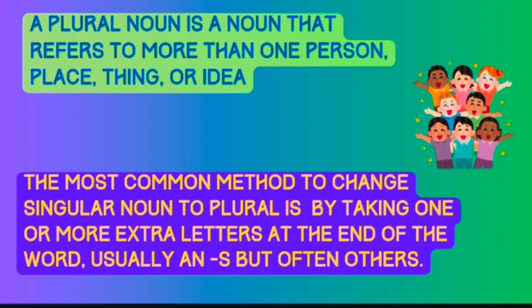The most common method to change a singular noun to a plural one is by taking one or more extra letters at the end of the word, usually an S but often others. Now, the most commonly used method is to add an S after the singular noun and we convert it to the plural noun. Apart from this particular process, there are other methods where we can add other letters as well.